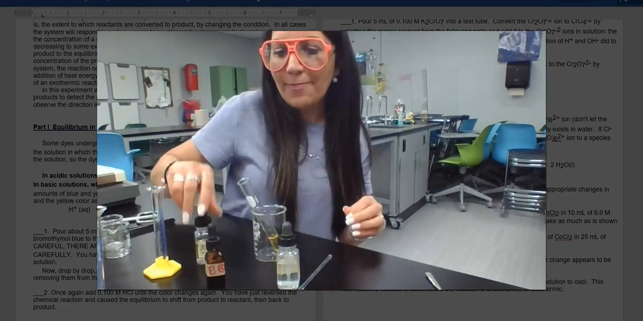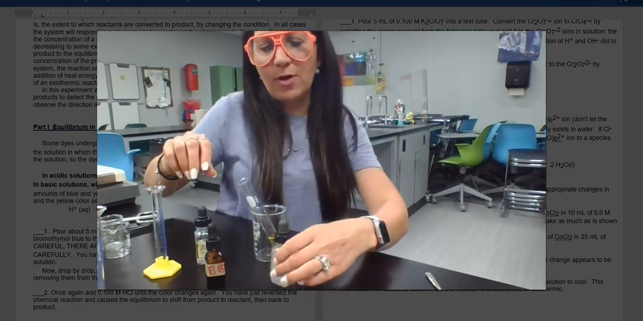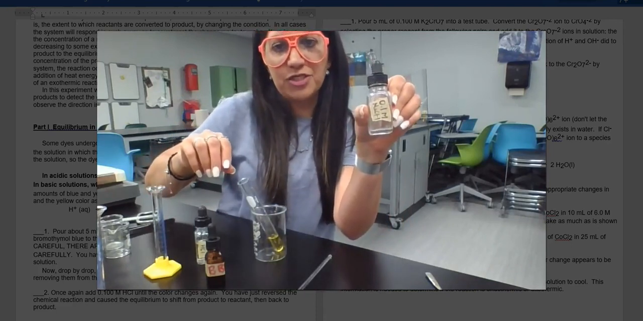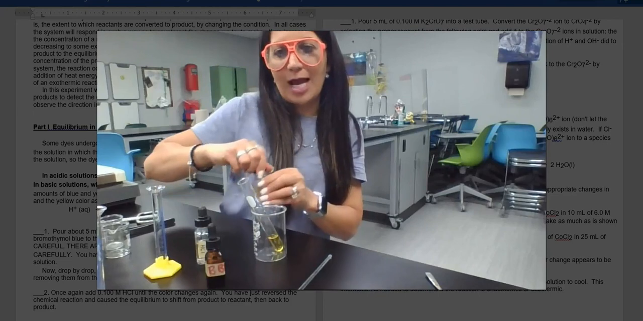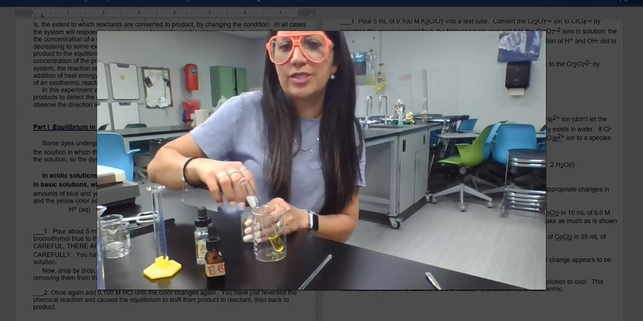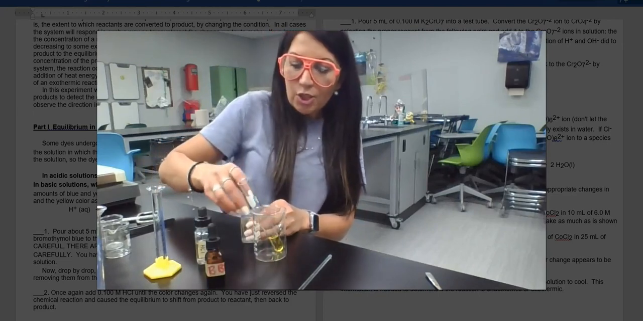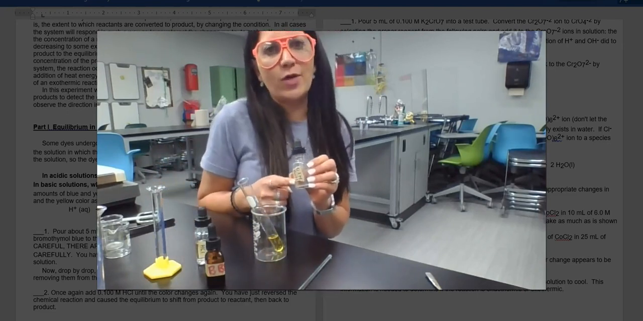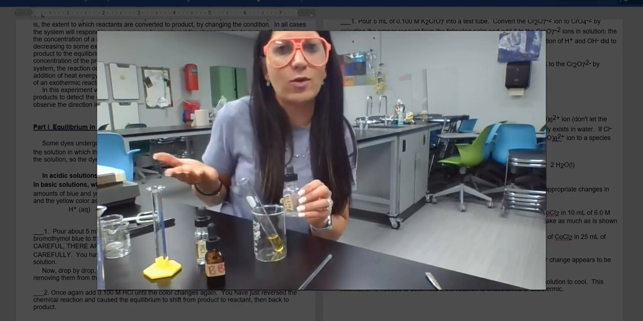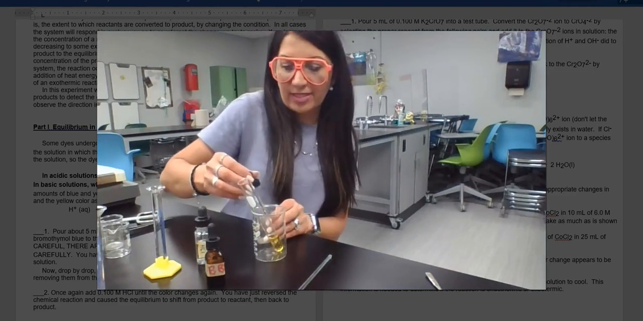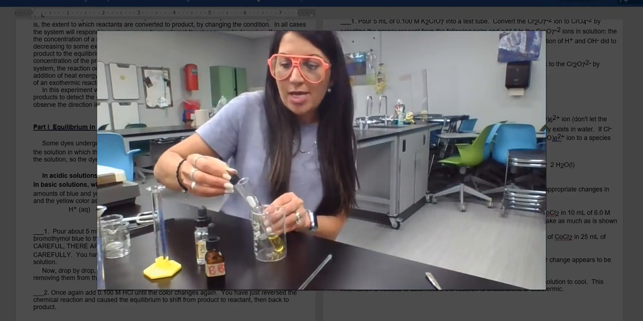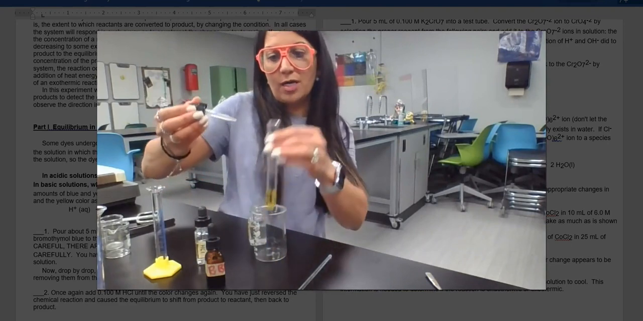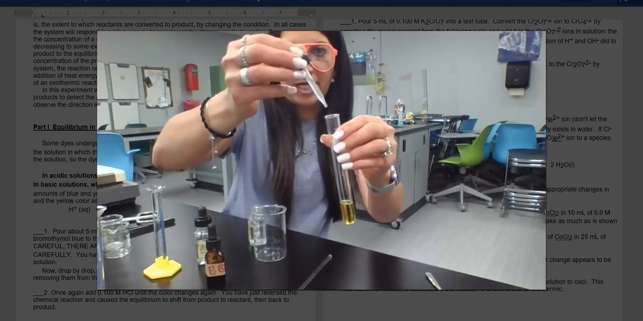It says now, drop by drop, add the 0.1 molar NaOH. So now I've got my NaOH here, and I'm going to start adding drops. It says this will decrease the concentration of the H+. Here's why. When you add the NaOH, the OH- wants to react with the H+ to make water, okay? To make water as a liquid. And so that's why it's going to actually decrease my H+ concentration.